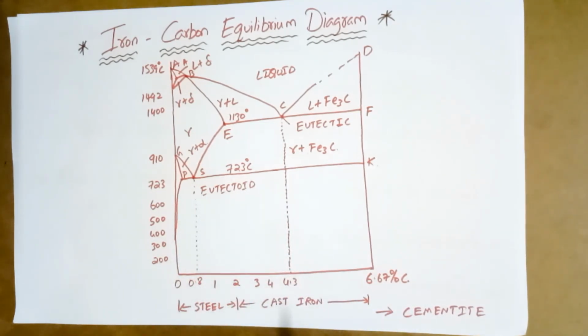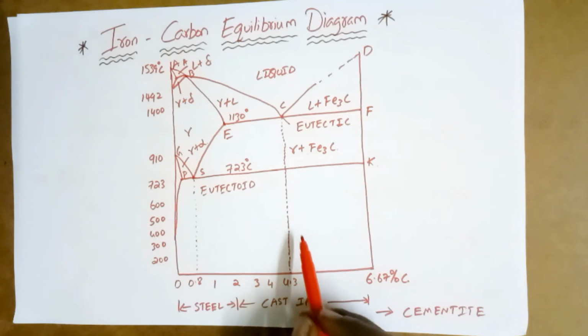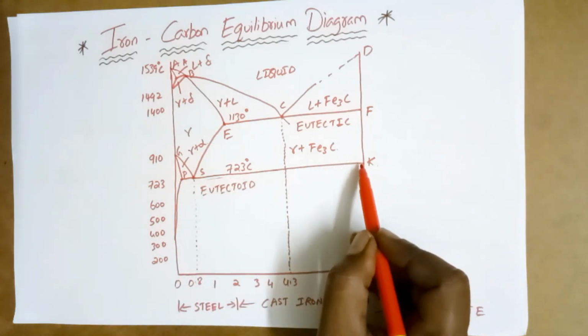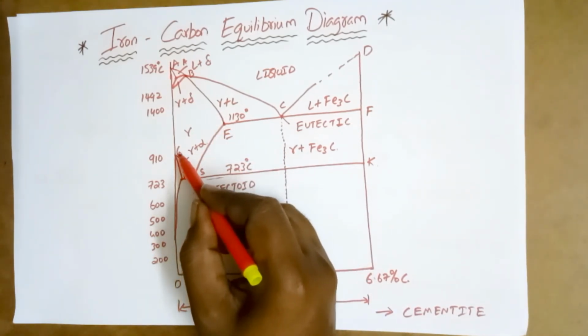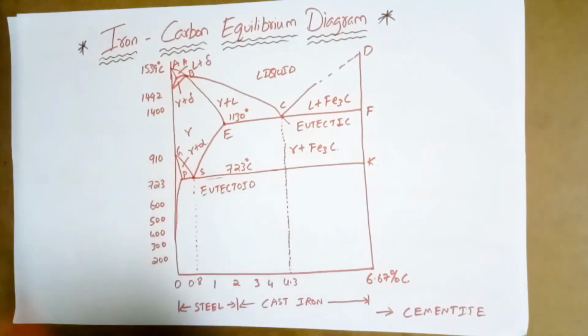After plotting all the points in this iron carbon equilibrium diagram, we will see the critical points. This horizontal line is the lower critical point, and this is the upper critical point, and this is also an upper critical point. Based on carbon content, the iron carbon diagram is divided into two parts. Up to 2% carbon it represents steel, whereas above 2% it is the cast iron portion.